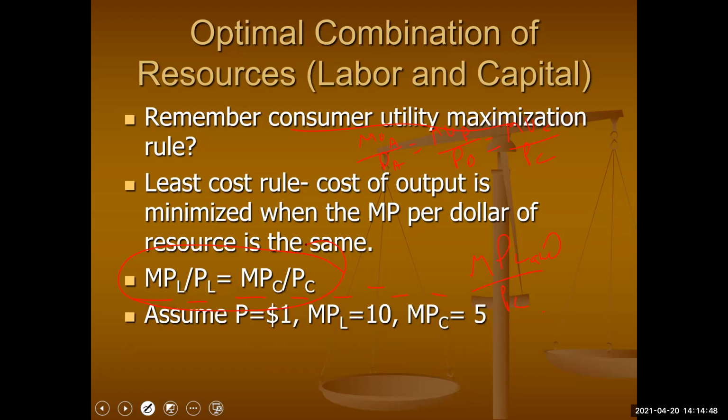And so let's assume the prices are $1. The marginal product of labor is 10. The marginal product of capital is 5. Notice what I have. I have 10 over 1, which is greater than 5 over 1. So what does that mean I should do? Hire more labor. Or if not hire more, the next unit that I hire should be labor. Why? Because labor is going to provide me $10 of product and only cost me $1. Capital is going to be 5 and only cost me $1. But because this ratio 10-to-1 is greater than 5-to-1, I should hire more labor.